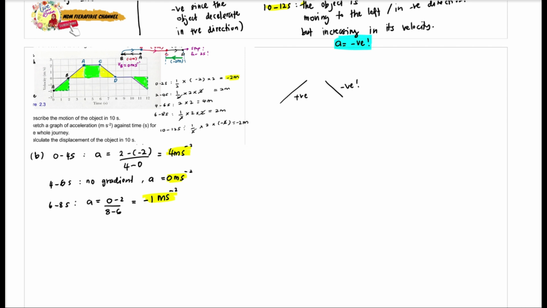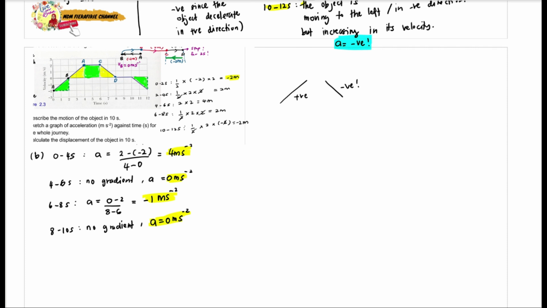And then from 8 to 10 seconds again, the object is at rest. V is equal to 0. Kita tak perlu kira. No gradient, straight line, right? Horizontal line. No gradient, so acceleration is equal to 0. Objek itu tidak bergerak, V is equal to 0, daripada 8 hingga 10 saat.